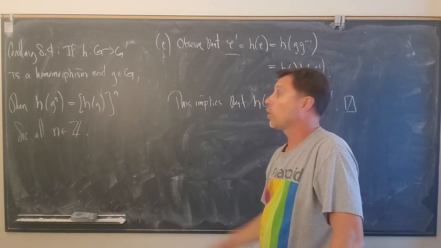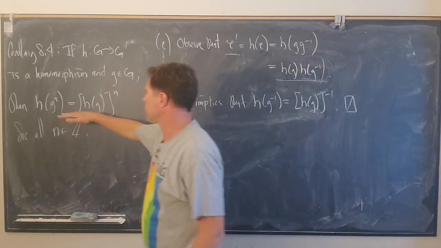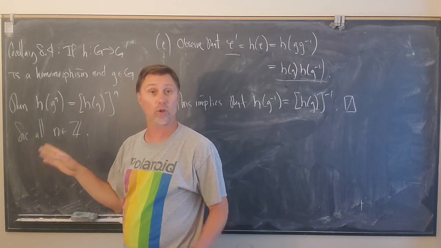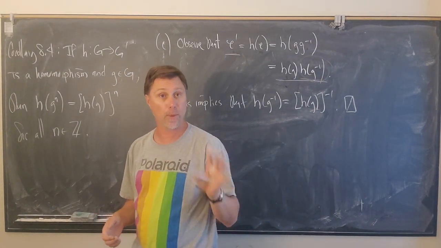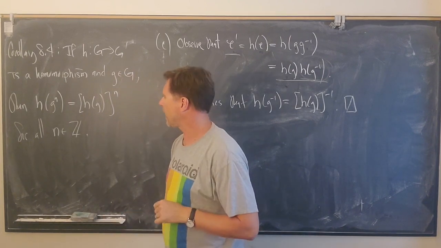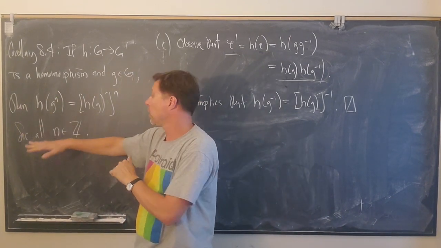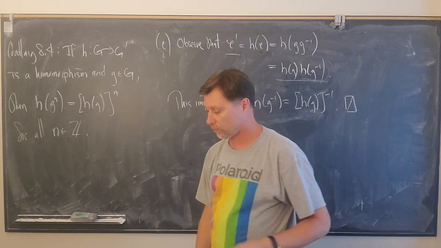And how does that work? Well, we know it's true for positive integers. We know that it's true for N equals 0 for part B. And we know that it's true for N equal -1 from part C of our previous lemma. And so now, combining that together, what we get is that it's true for all integers.